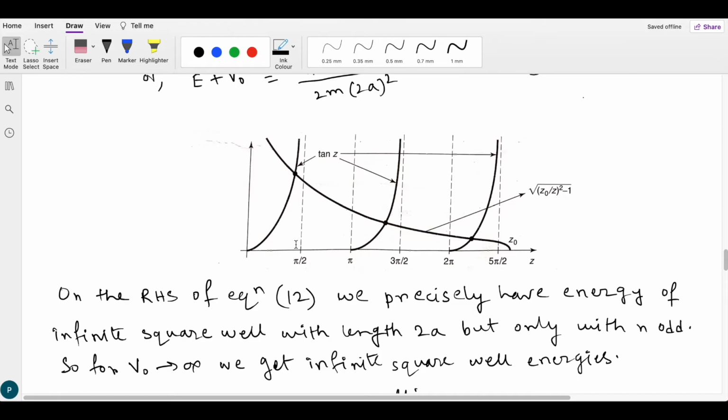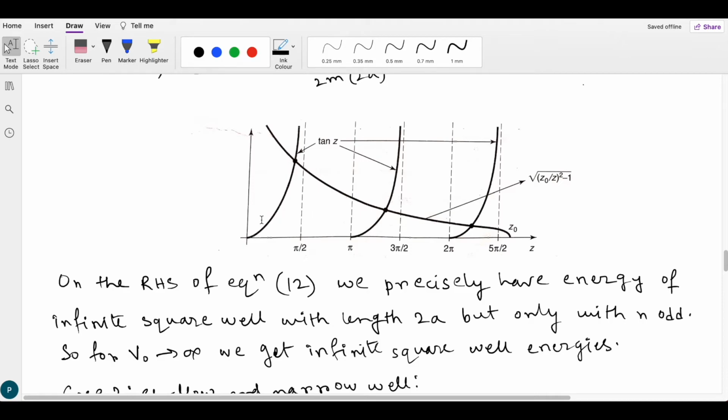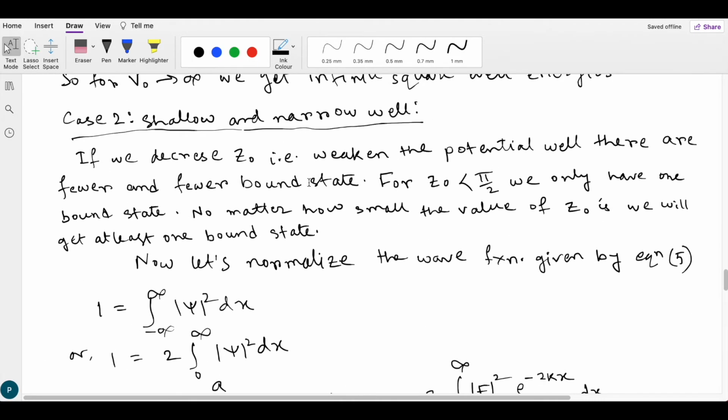and if we decrease it so much that its value is less than pi by 2, then at least one intersection will be present. So for z0 less than pi by 2, we only have one bound state. No matter how weak or how small the value of z0 is, we will always have at least one bound state. Now let's normalize the wave function given by equation 5.